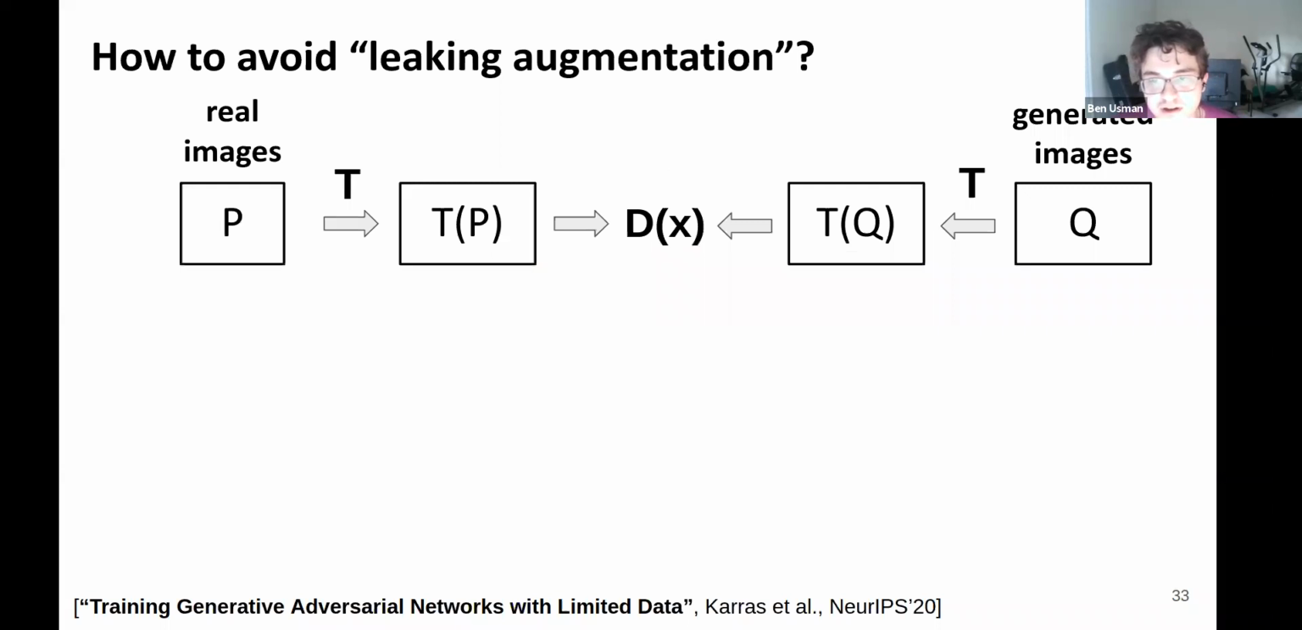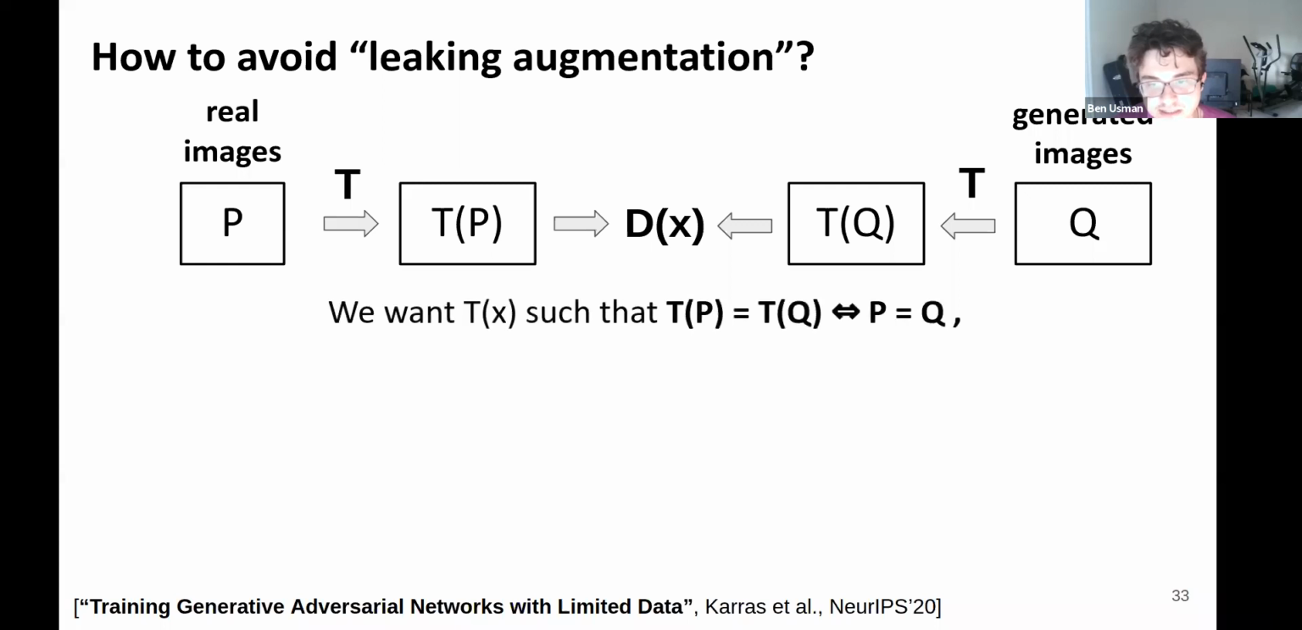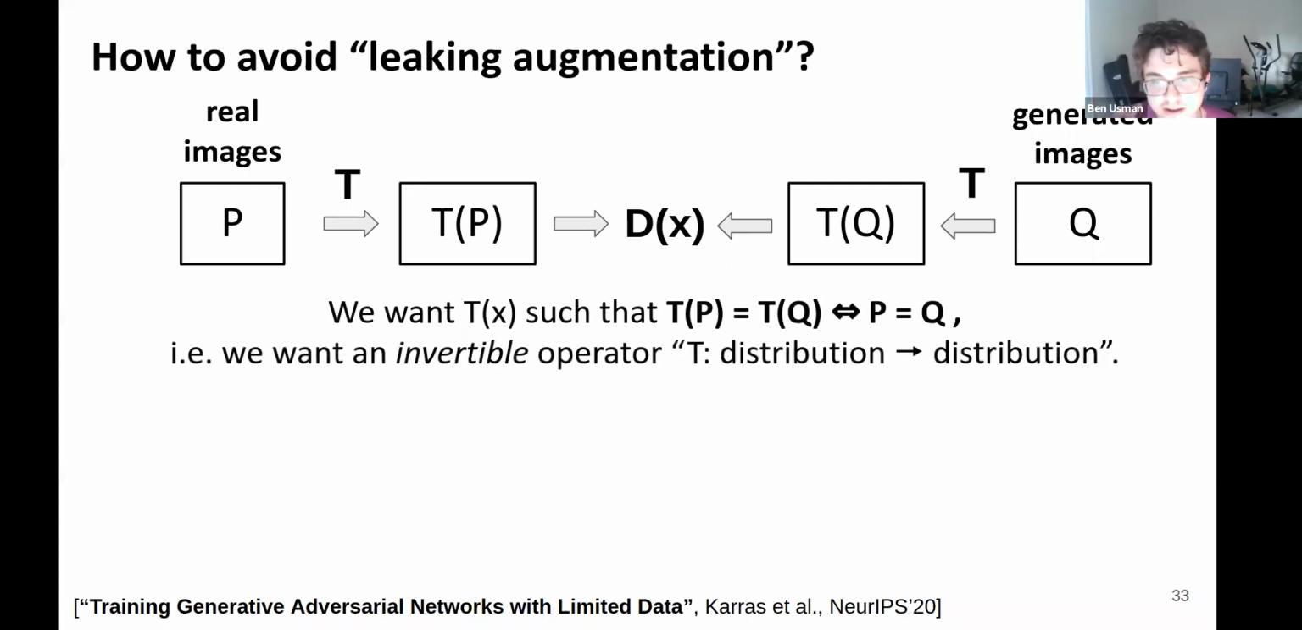We can formalize what we want by assuming that we have a real distribution P, a fake distribution Q, and that we apply some transformation T to both. And we would like this transformation T of X to be such that transformed distributions T of P and T of Q are the same if and only if the original distributions P and Q were the same. In other words, we want this operator T applied to real and fake distributions to be an invertible one, or an injective mapping if you want to be absolutely precise.